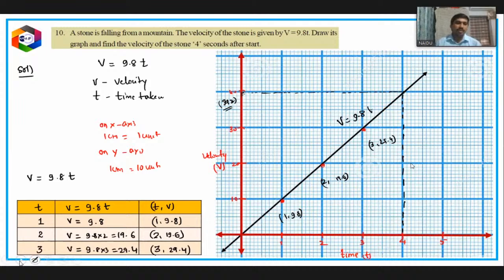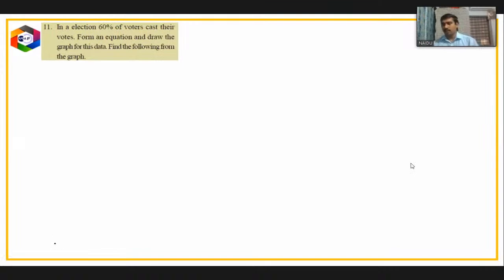So, children, we are moving to the next one. That's all. Now from here onwards, again verbal questions are given, so that verbal question we have to develop in the format of a linear equation, and then we have to draw the graph, and from the graph we have to calculate some values.